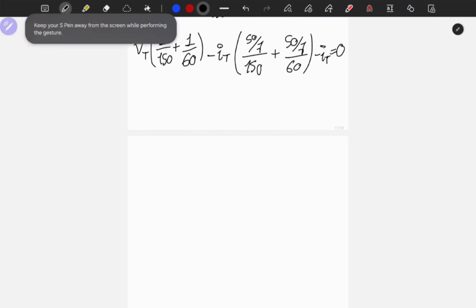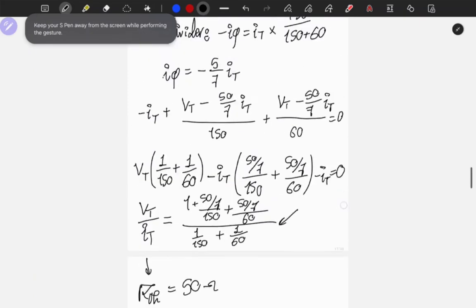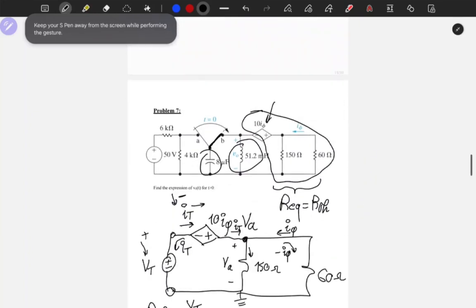So we ultimately get VT over IT. Now, if I get the ITs to the other side and divide everything, we get 1 plus 50 over 7 over 150 plus 50 over 7 all of it over 60 divided by 1 over 150 plus 1 over 60. This will give me R Thevenin, which is equal to 50 ohms if we plug this into a calculator. So we get R Thevenin equal 50 ohms, and our circuit after switching will be like a capacitor, an inductor, and a single resistor, which is 50 ohms.